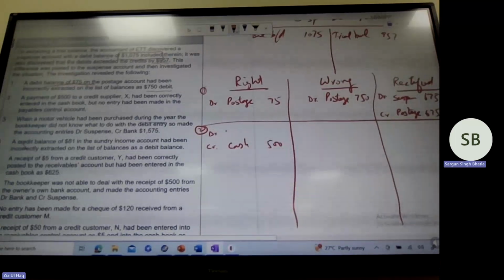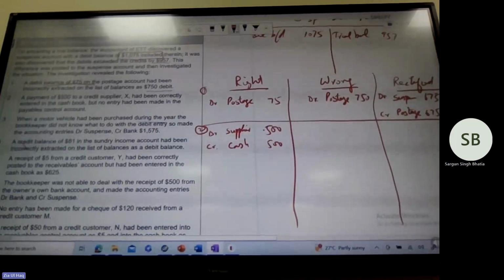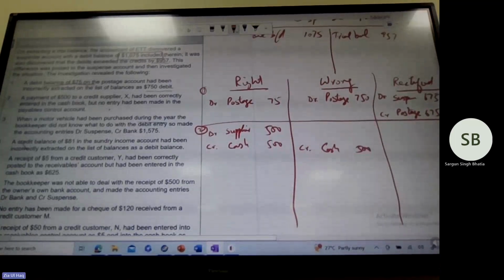500, and debit should be supplier. Supplier, or payable, with 500. Yes, sir, this should be the correct entry. But what we have done had been correctly entered in the cash book, meaning the cash we have correctly credited. But no entry had been made in the payable control account; we haven't recorded the debit side at all.